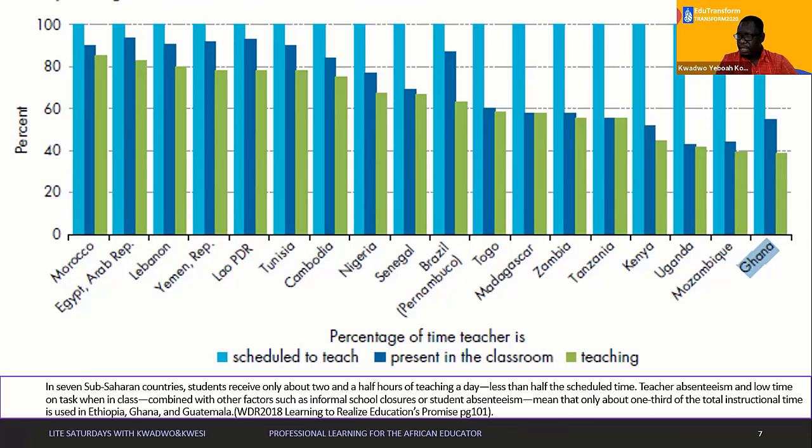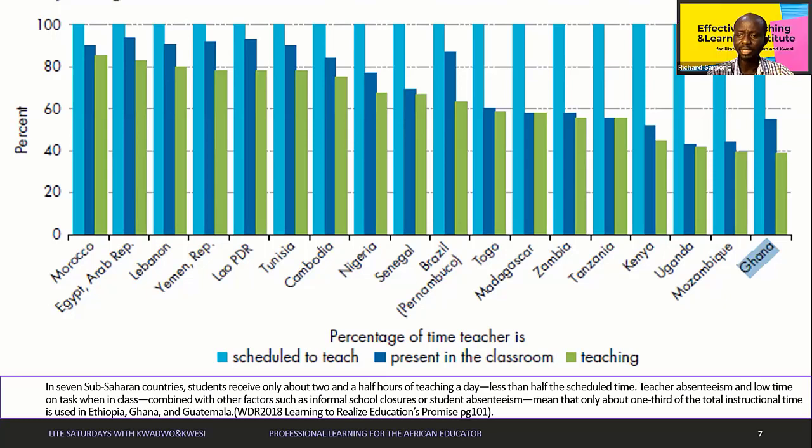Wow, that is really revealing and very shocking also to know that outcomes are very low across a lot of our countries and our schools. And the fact that about one third of instructional time is lost due to absenteeism, low time on task, and all the others. How does professional development help in addressing these gaps?